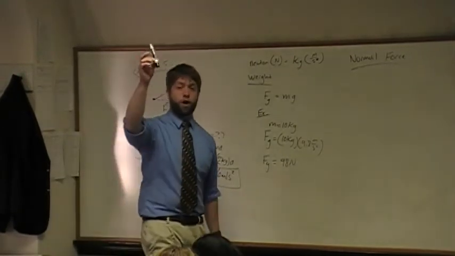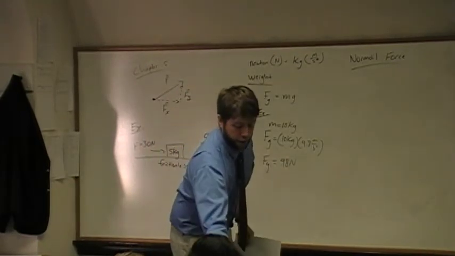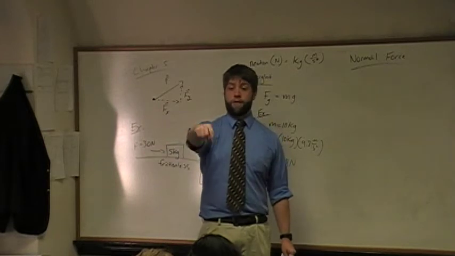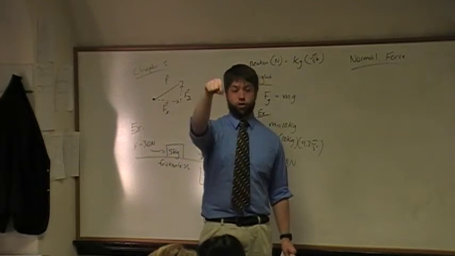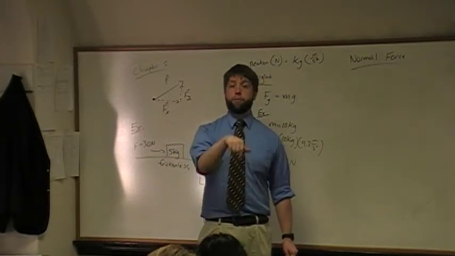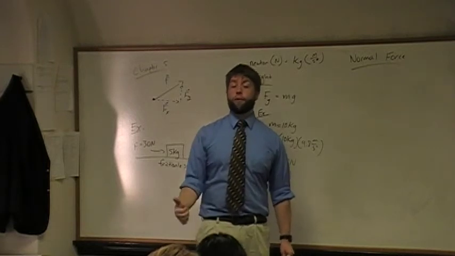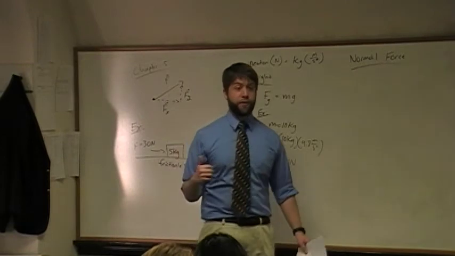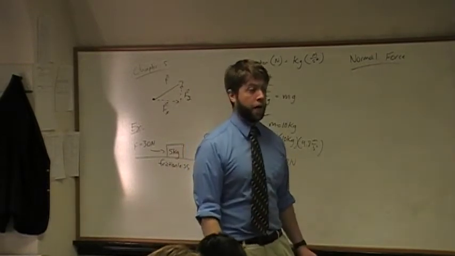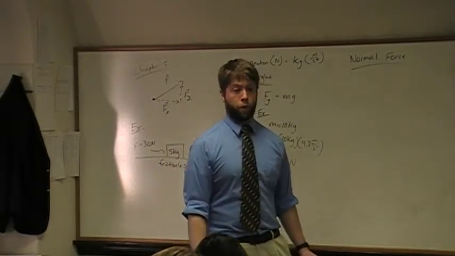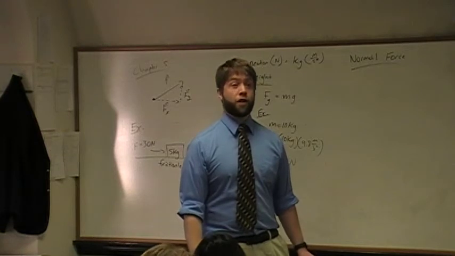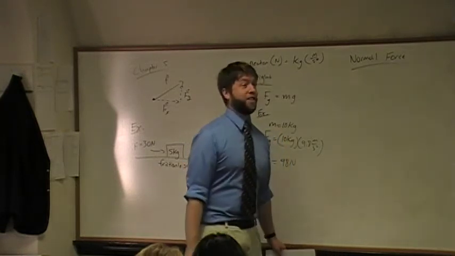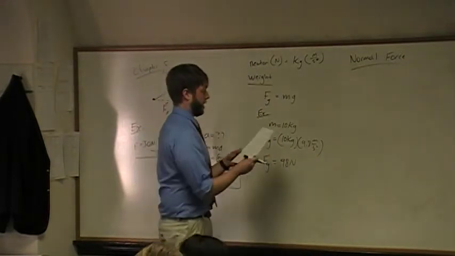So if we go back to the argument of me having a marker, if I put this marker up on the table, you guys know that the force of gravity is acting on that marker, correct? It's trying to bring the marker down. But the marker is not moving. So the force of gravity is being balanced out by something else, the force from the table on the marker. That is known as the normal force. It is perpendicular to the surface of contact, and it is directed upward in this case.